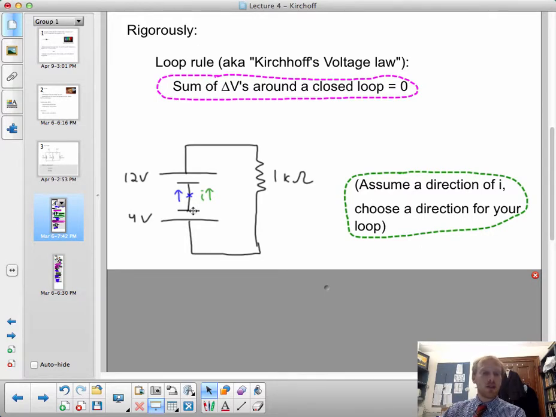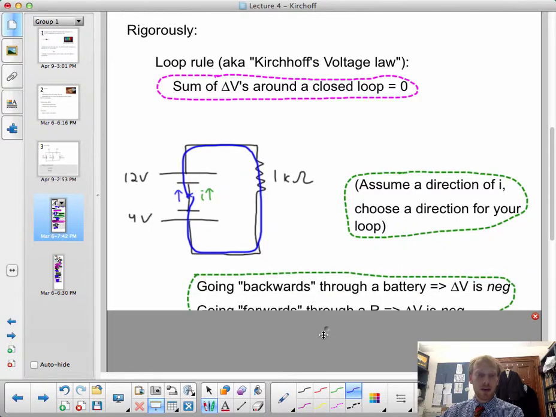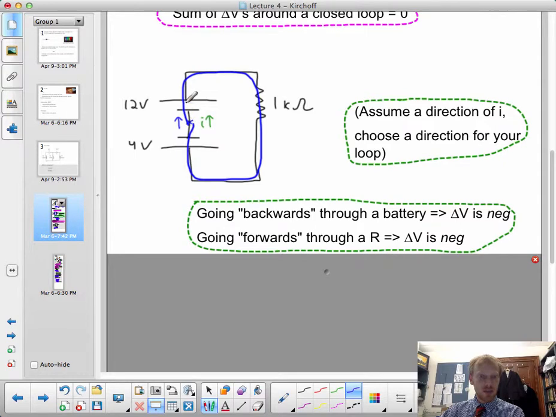Another arbitrary choice is what direction I would like to consider myself as walking in. I am going to choose clockwise for no particular good reason. Could have also chosen counterclockwise. But working now from those two arbitrary choices, a current that I've decided to call clockwise, and a loop that I've decided to go on clockwise, I can write down the changes in voltage I encounter.